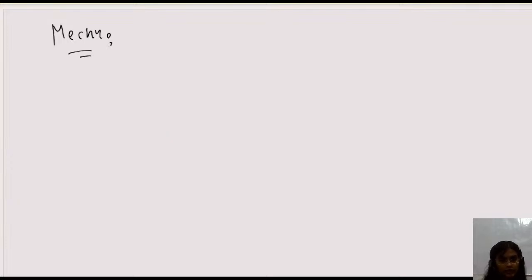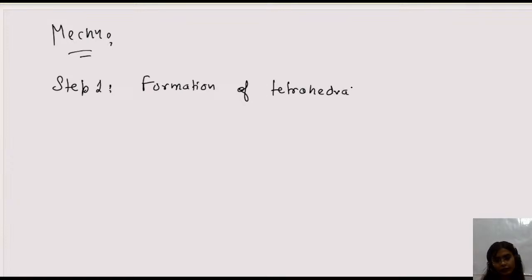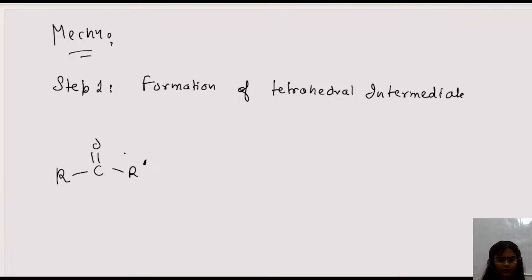Okay, so in this case step number one is the formation of the tetrahedral intermediate. Let's try to understand the mechanism. We are using some kind of ketone. You can use an aldehyde or a ketone; both have the same kind of mechanism. So it's RCO, and then the acid we are using.